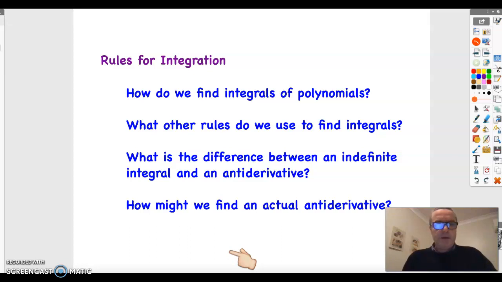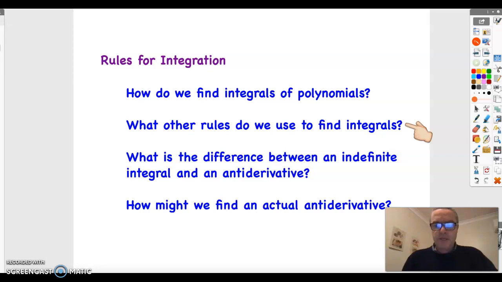G'day everybody. In this video lesson we're going to look at the rules for integration. Integration being the opposite process to differentiation. We're going to start by looking at some basic polynomials. How do we find integrals of those? What other rules do we have for integration? That's going to include rational functions, power functions where we've got square roots and so on.